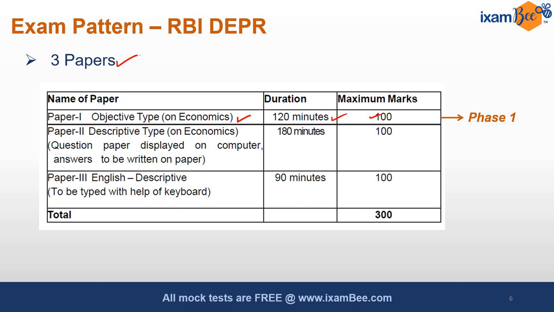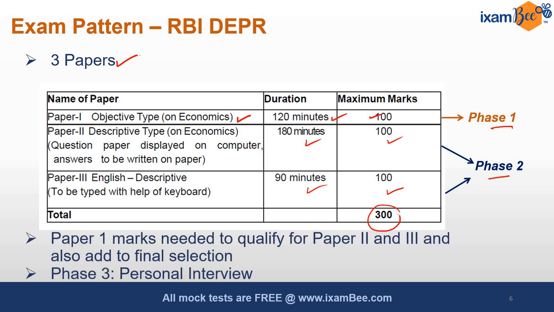So it's a handwritten examination, descriptive type, and paper 3 is English descriptive type, where you have to write your answers by typing with the help of a keyboard. So there you do not have to do a handwritten paper, but rather you have to type it. For paper 2 you get 180 minutes, 3 hours, which is of 100 marks also, and for paper 3 you get another 90 minutes to write the examination, which is also of 100 marks. So together these comprise 300 marks of phase 1 and phase 2.